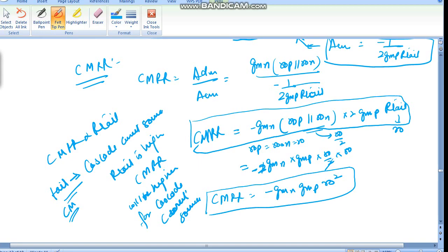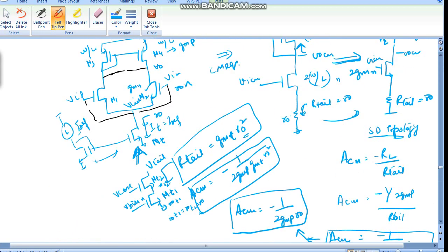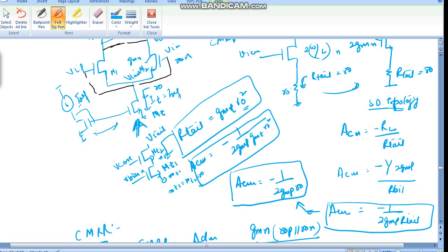So the tail current source should be a current mirror, or the current source should be cascode. Okay, so in this video we saw CMRR and common mode gain. So yeah, thank you.